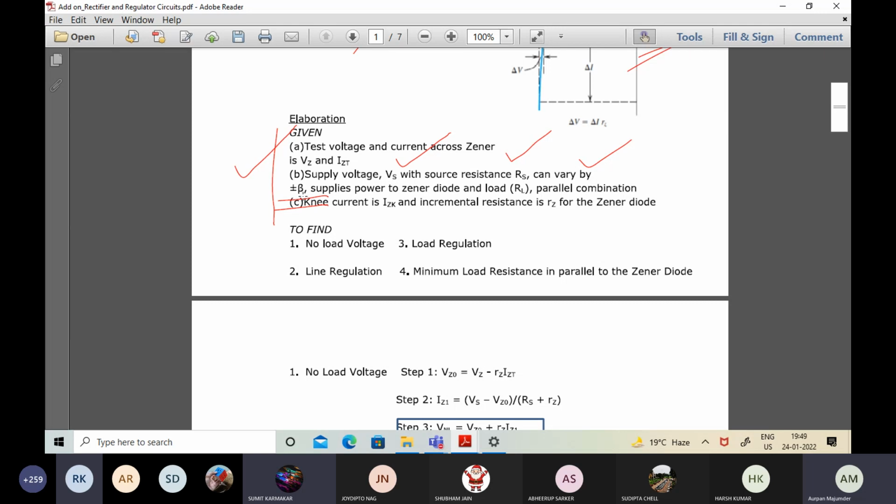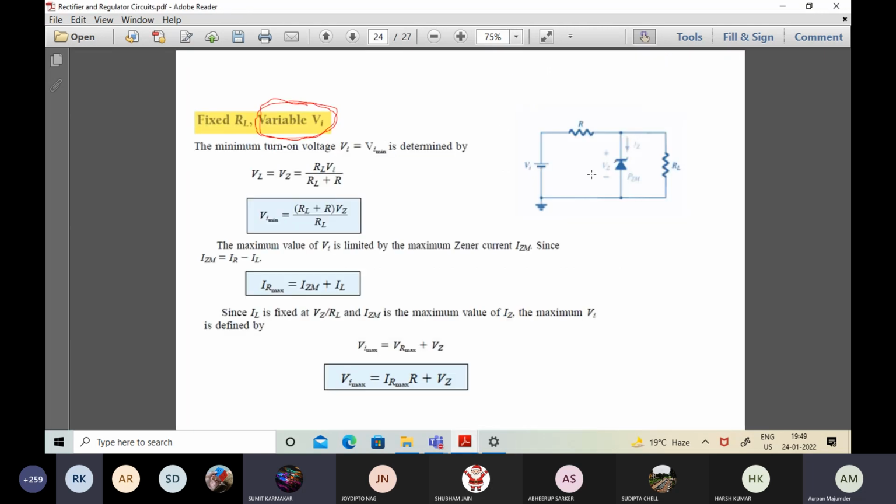Now that power supply voltage is going to supply the power to the Zener diode, and that Zener diode is in parallel combination with a load resistance RL. So what is the kind of diagram? I do not need to draw the diagram because the diagram is already drawn in front of you. This is the kind of structure that I'm referring to.